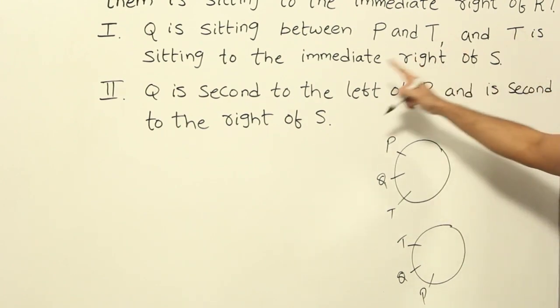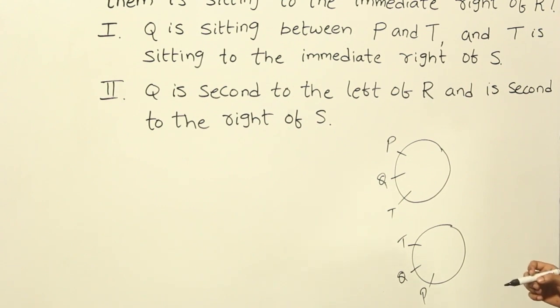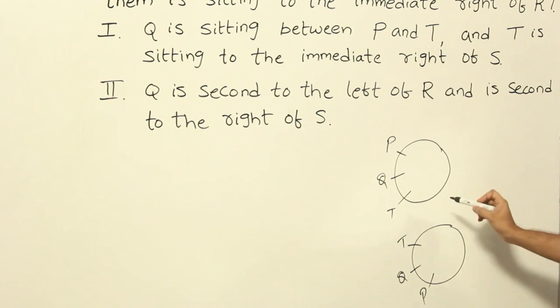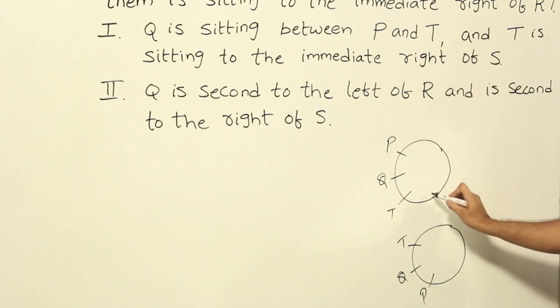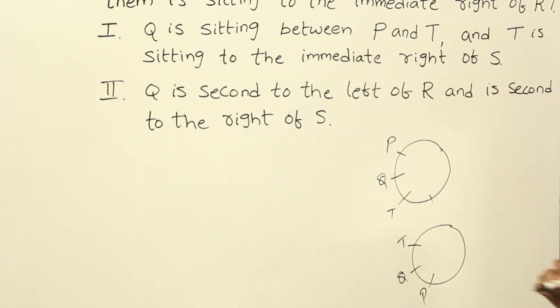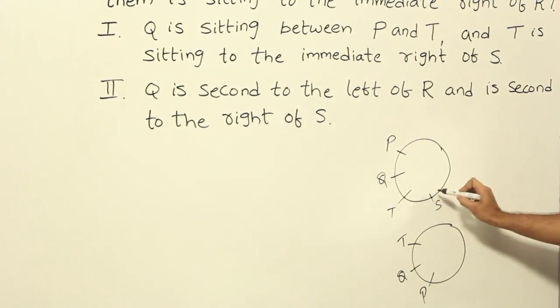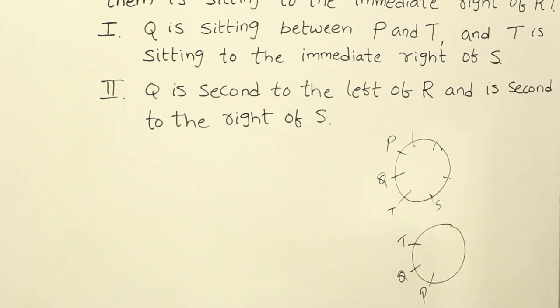And T is sitting to the immediate right of S. So if you are going to place S somewhere, then T has to be in the immediate right. Now if I put S here, then to the left of S, T is going to come. Either you put S here or here or here, anywhere, to the left of S only T is going to come. Therefore this might not be the required arrangement. So let's go with this arrangement.